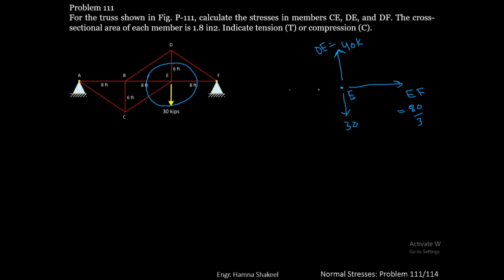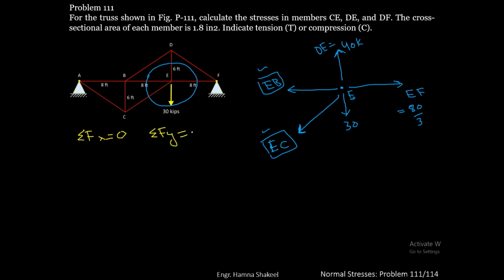The force EB is unknown, so you have to guess the direction of EB force. I'm going to guess it away from the joint. And the force EC is also unknown, so I'm going to guess that that is also acting away from the joint. So there are only two unknown forces, EB and EC. So you can use two equilibrium conditions to find the values of EB and EC. The two equilibrium conditions are sigma Fx equal to 0 and sigma Fy equal to 0.